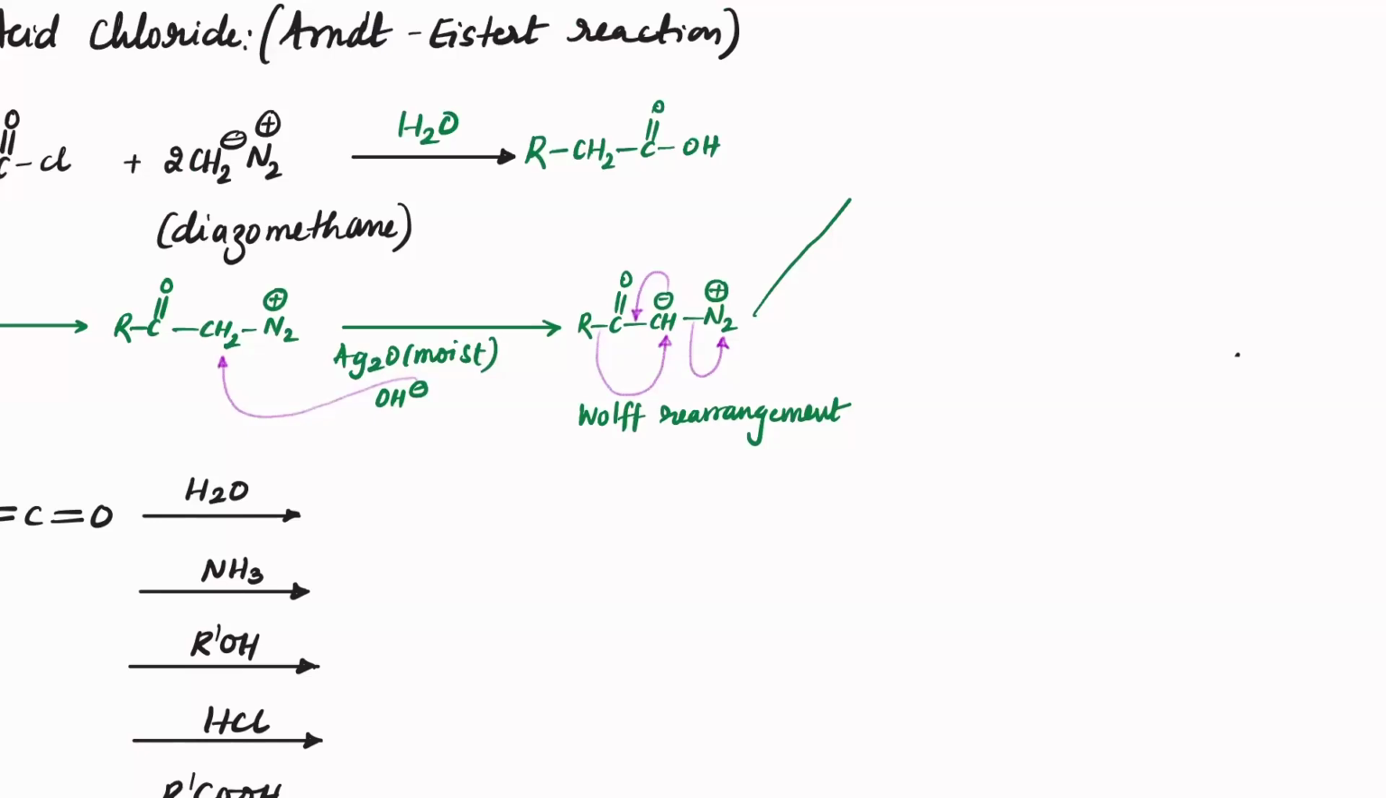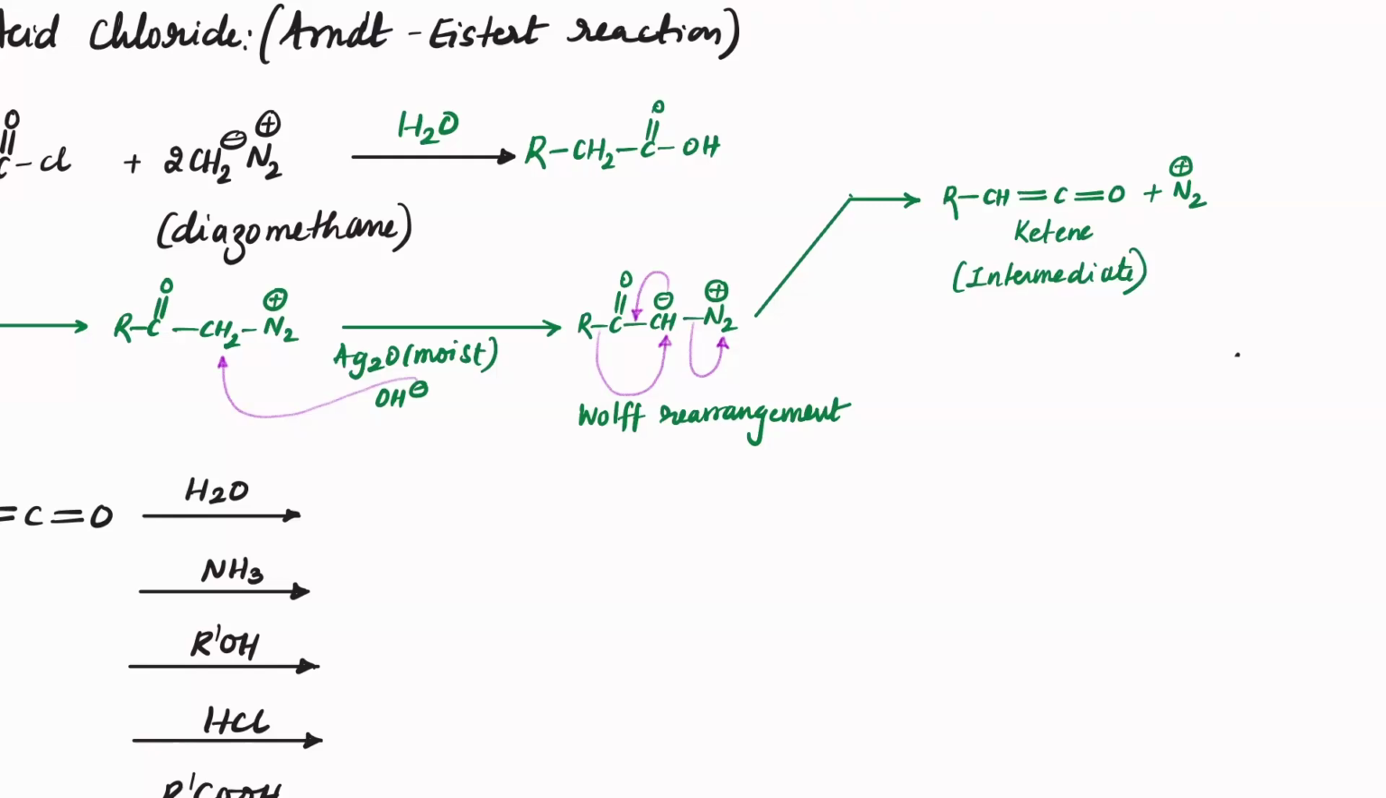So due to this Wolff rearrangement, what do we get here? So we will get this as RCH double bond C double bond O plus N2. Correct? This is like a ketone with a double bond. Ketone with a double bond is called as ketene. This is the intermediate form.